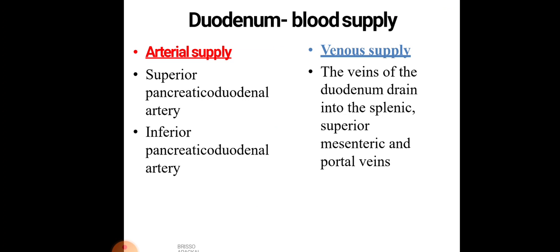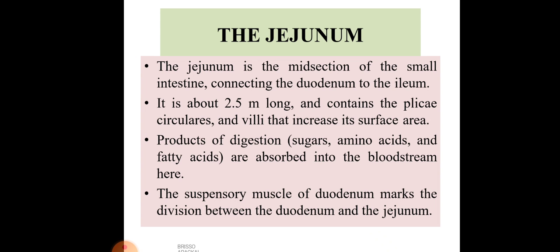Now the arterial supply of the duodenum, it is supplied by the superior pancreaticoduodenal artery and inferior pancreaticoduodenal artery. Then the venous drainage, the arteries are accompanied by the corresponding veins and the veins drain into superior mesenteric vein, splenic vein and the portal vein.